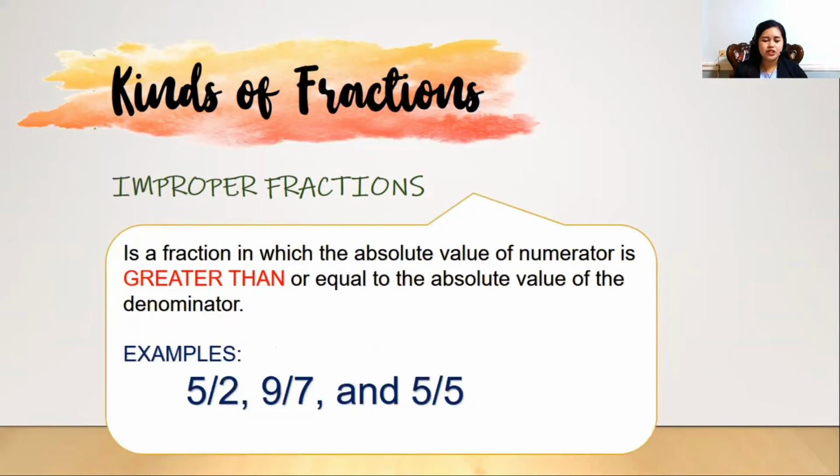The next kind of fraction is what we call an improper fraction. An improper fraction is just the reverse of the proper fraction. We deal with fractions whose absolute value of the numerator is greater than or equal to the absolute value of its denominator. Such examples are 5 over 2, 9 over 7, and 5 over 5. As you can see, the numerator of our given fractions is a bigger value compared to our denominator.